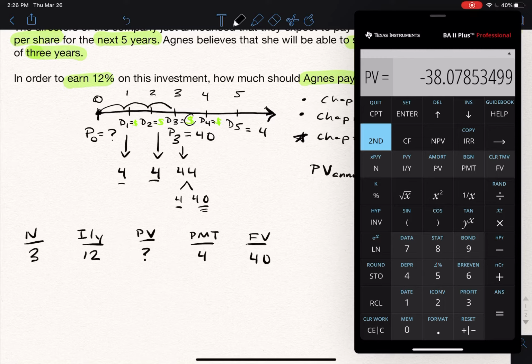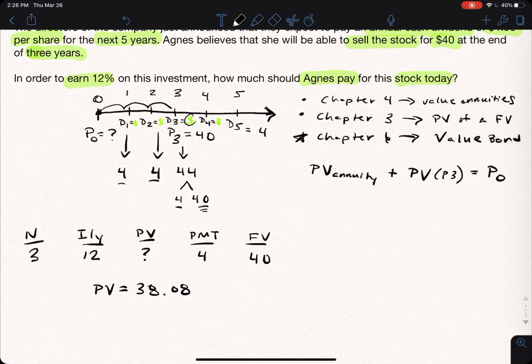And what we find is that if Agnes were to try to buy this stock today with the information that she has been given and with the expected return of 12% per year on her investment, then she should pay no more than $38. And if we go ahead and round to the nearest penny, 8 cents. All right. So that is the first example of how to value a stock.